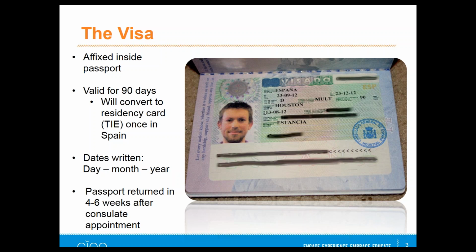Something also that I wanted to add that might be confusing to participants that I've seen is just remember that the days and the dates are written differently in Spain and just Europe in general. You're usually going to see day, month, year. So don't be alarmed if you see a specific date. You can see on the screen under España, it says 23-09-12. And so that date is September 23rd, 2012.